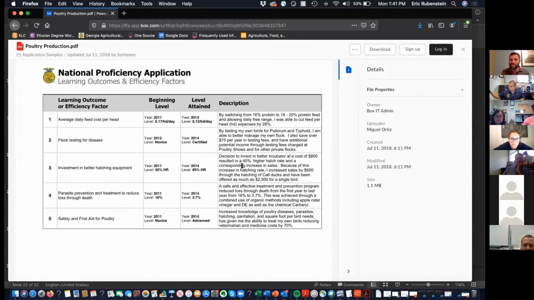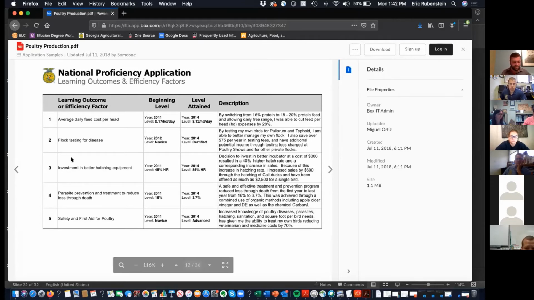And so make sure that as you're working with your student, it's not just about having a measurable piece in the beginning and level attained. It's also about making sure that that description is really detailed so that we can see exactly how that value was calculated, and then that can be articulated to someone else. Does that make sense?